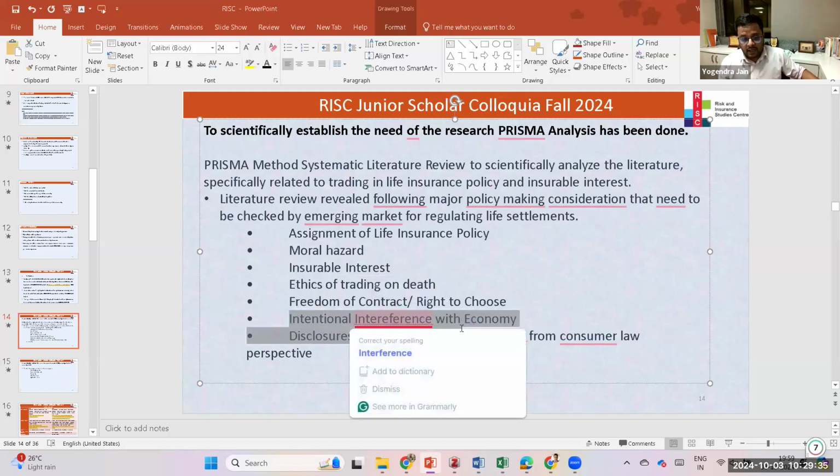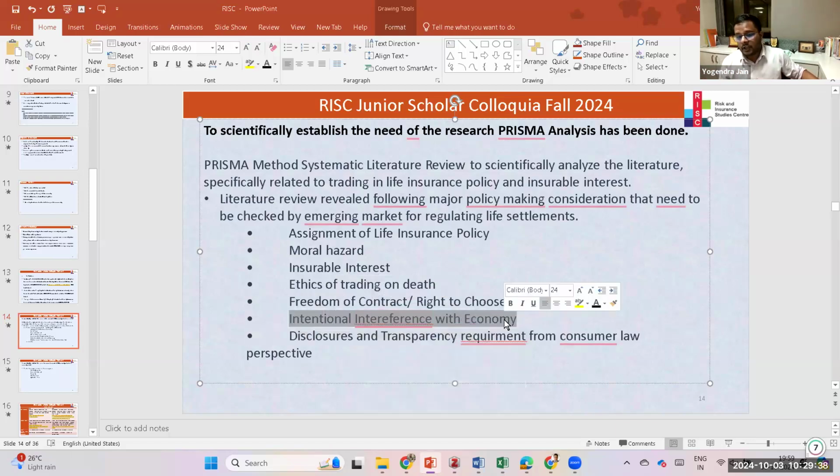Now, this is where I have a problem: intentional interference with the economy. The state is trying to control the economy beyond a certain point, which is actually hampering the economic development itself. If it is allowed, we can make a whole investment class out of life settlements. But the government is not allowing it.